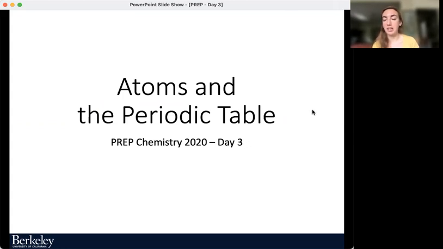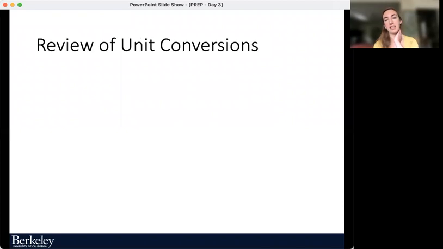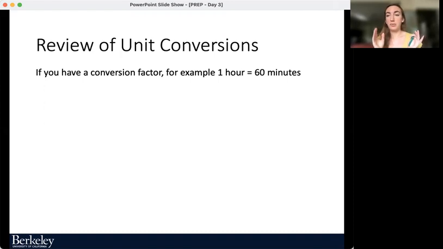But before we get into atoms, I just wanted to talk about units one more time really quick. I think yesterday I went a little too fast and confused some people, and I'm sorry about that. So I just want to go over what I think is the most important part, which is getting from units to other units.